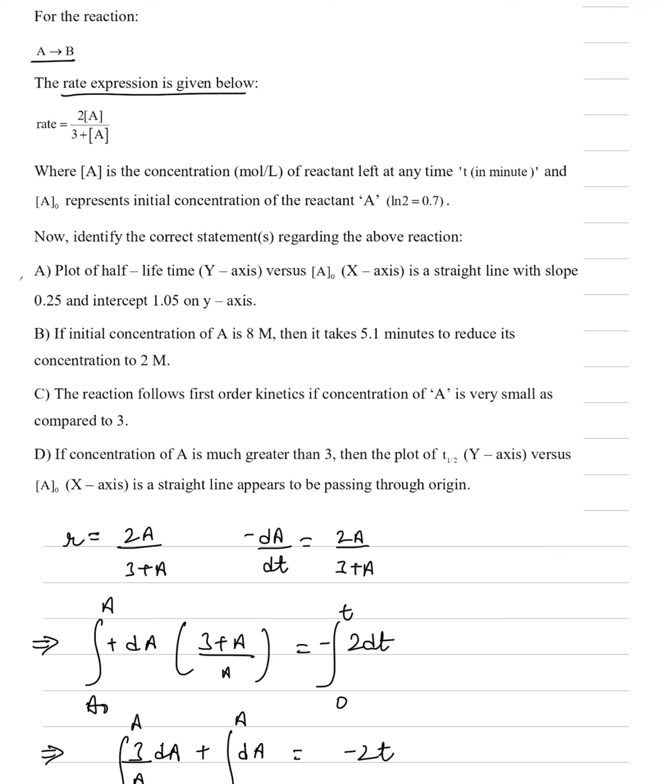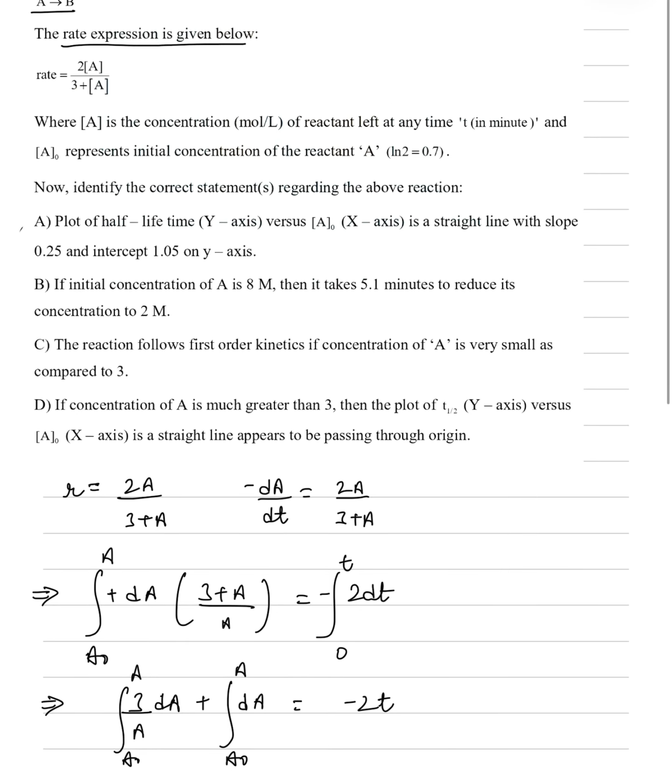A few statements are given to us, A, B, C and D, and we need to find which one of the following is correct. Now, how do we approach this problem? We can easily solve this rate equation in terms of concentration versus time, right? So R is given as 2A upon 3 plus A, where rate can also be written in terms of minus dA upon dt. So minus dA upon dt is equal to 2A upon 3 plus A.